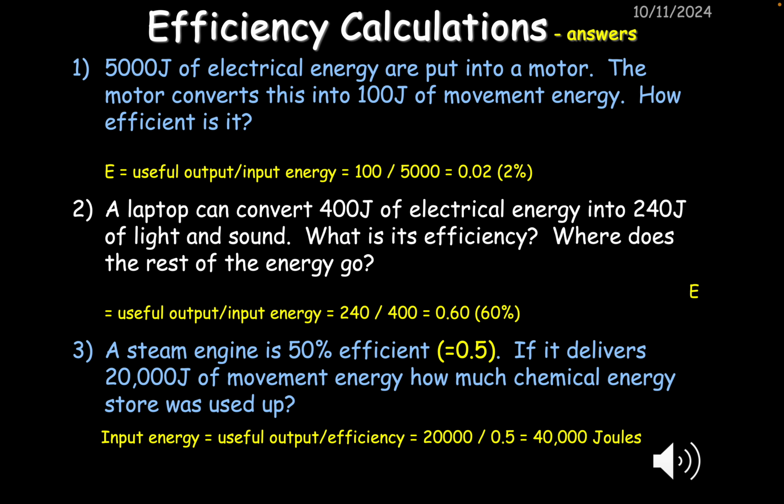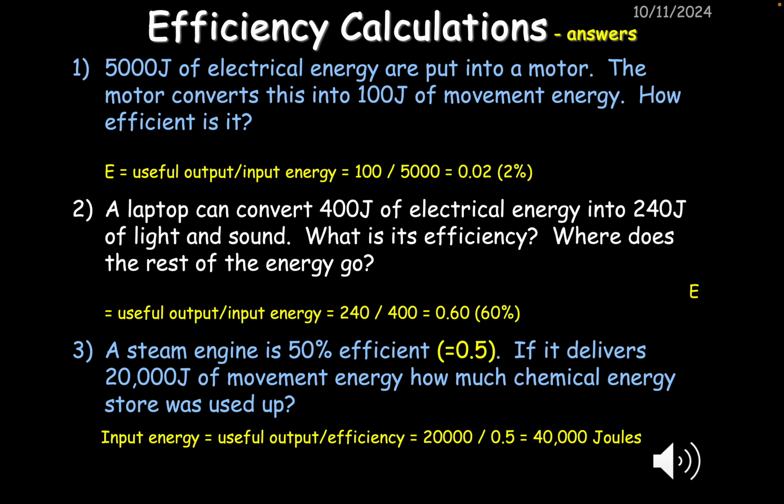Okay, that's how I've calculated them, so you'll be able to work your way through. I've used the equation useful output over input energy, put the values in. I haven't worked it out as a percentage because they haven't asked me to, but the percentage is given in brackets. So hopefully, if your math skills are good enough, you will be able to do that. The second question, E is the efficiency. Again, useful output divided by the energy input, in this case is 60% efficient due to the ratio of the useful output over the input.